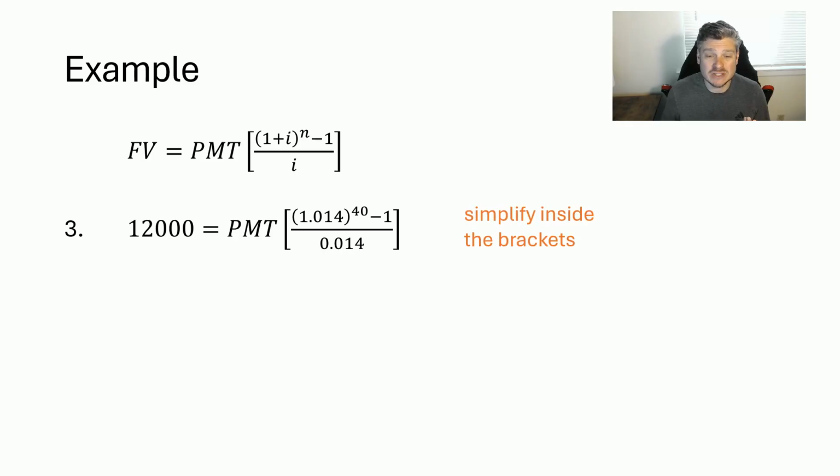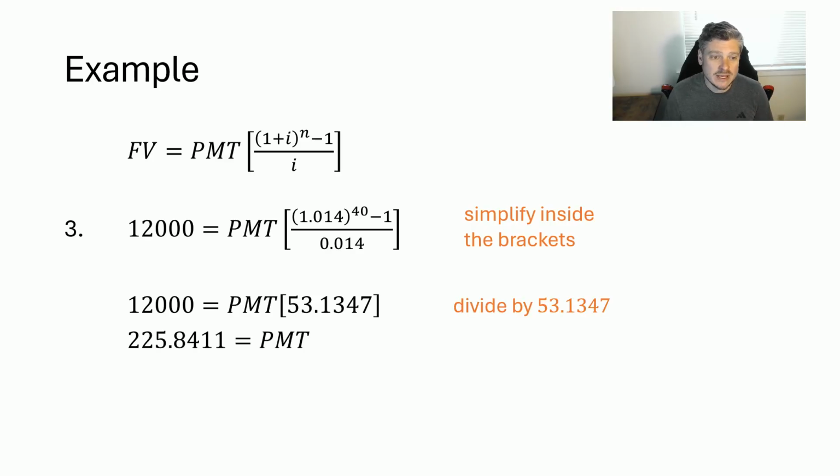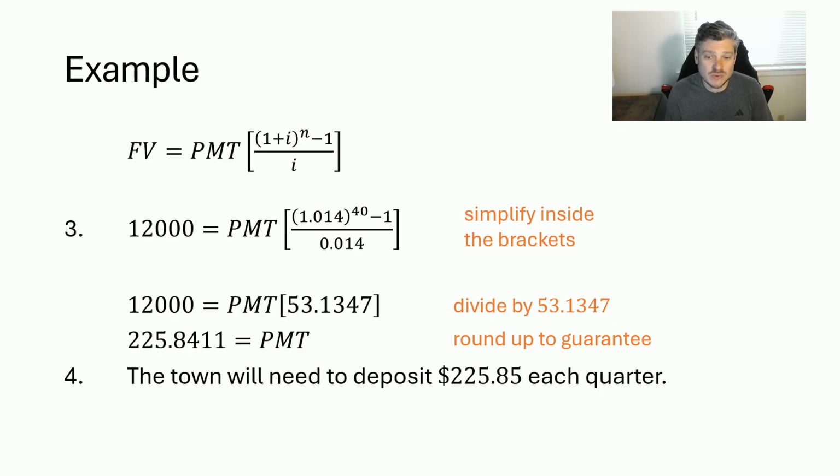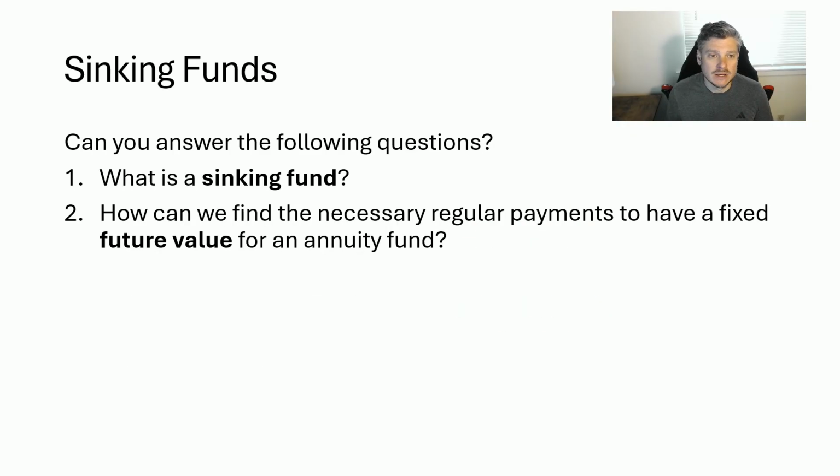And so if I simplify what's inside the brackets, raise that 1.014 to the 40th power, take away 1, divide by 0.014, inside the brackets I get 53.1347. Divide both sides by that value, and I get 225.8411. Now, because the town of Farmington wants to guarantee that they have $12,000 in that account 10 years from now, we need to round up to the next penny, and that'll guarantee that we have the $12,000, which means the town needs to deposit $225.85 each quarter.